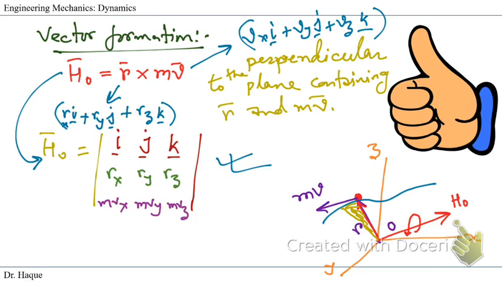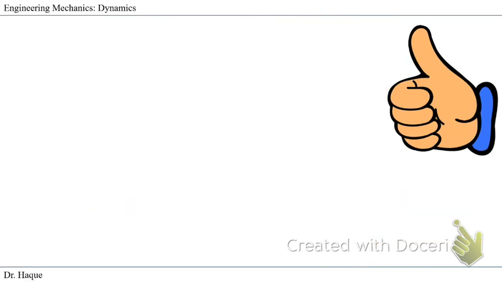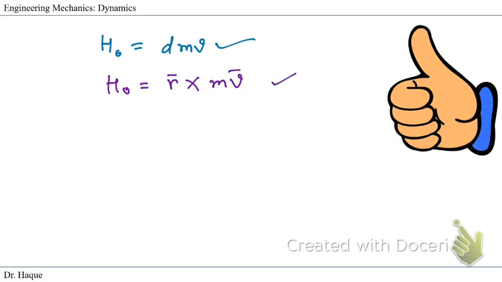We have seen, in summary, the scalar formulation, which is angular momentum about a point defined by the perpendicular distance from that point O to the momentum mv. This is the scalar one, and we also had the vector one, which is defined as the position vector cross product with mass times the vector of the velocity.